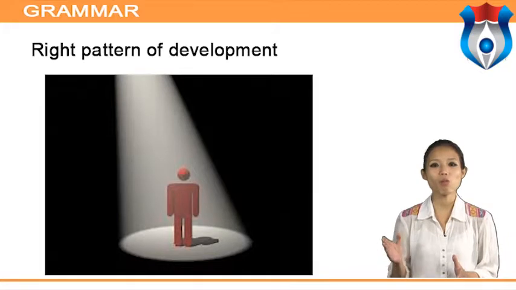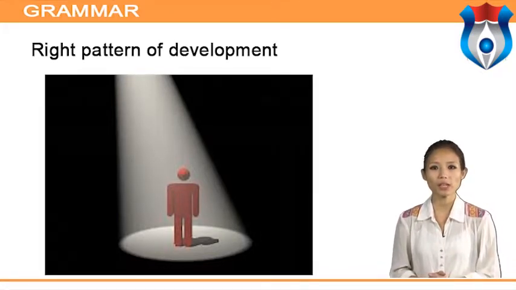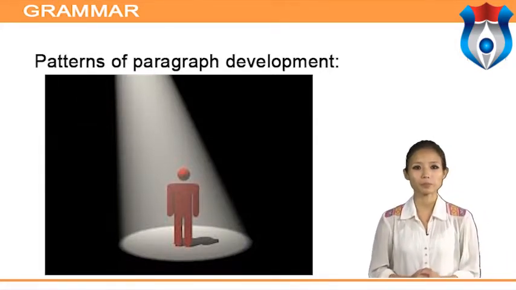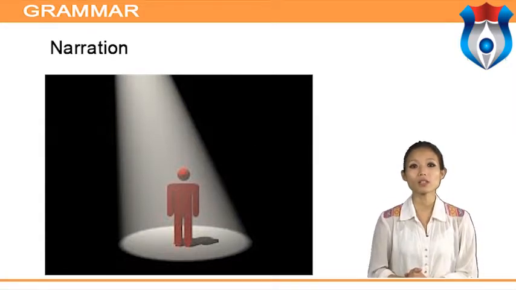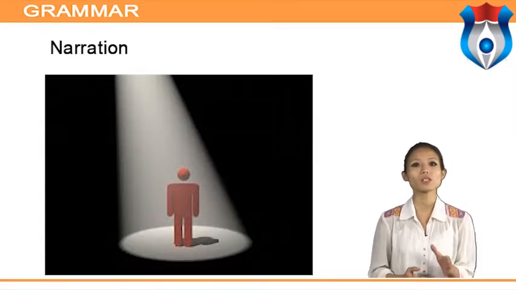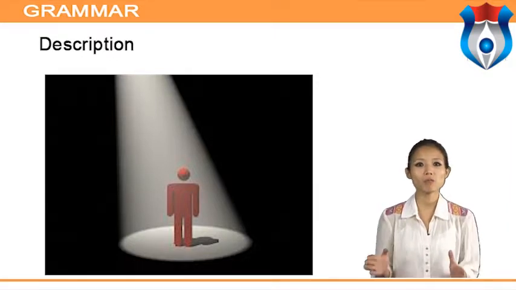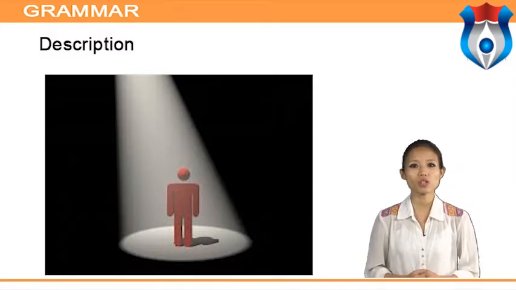Developing paragraphs with the right pattern of development. It refers to the kind of support we provide to make our point. Here are some patterns of paragraph development. Narration. This pattern tells a story, so it uses transitions of time and space and also uses sensory words to develop ideas. Description. It uses vivid sensory words and transitions of space to give a sense impression of a scene.